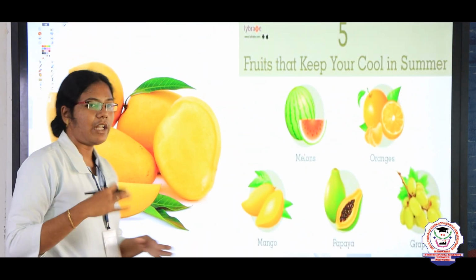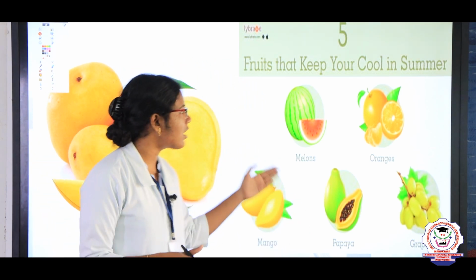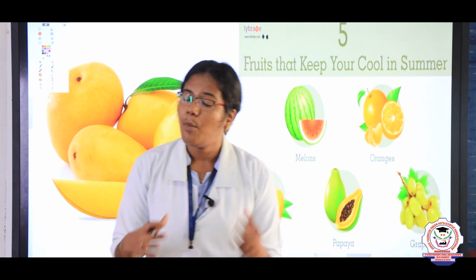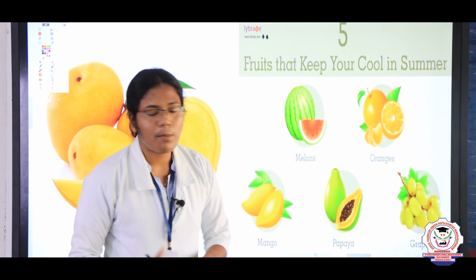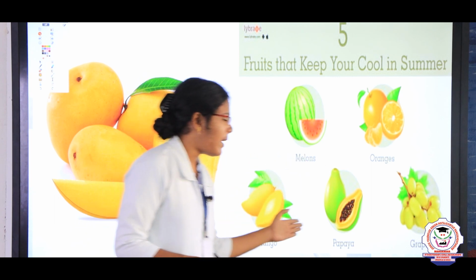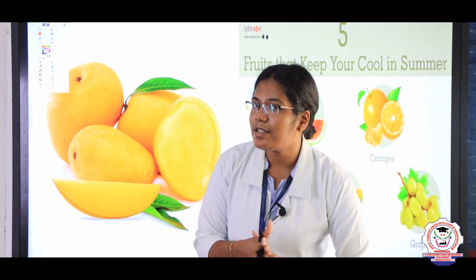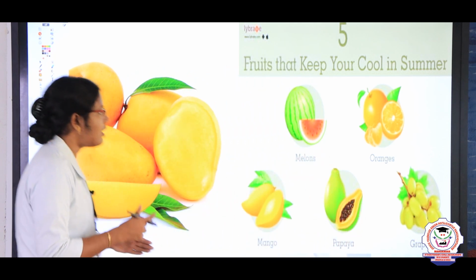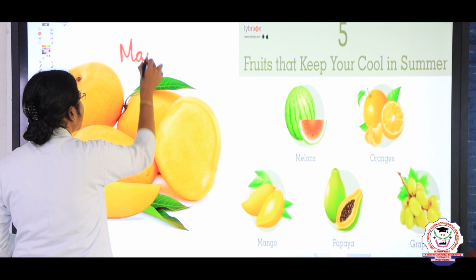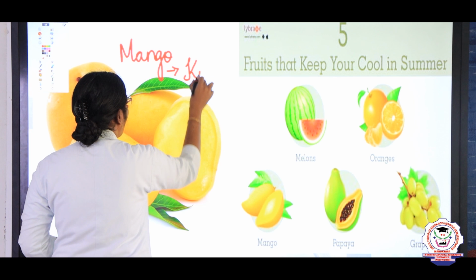Next we are going to see seasonal fruits. During the summer season we all love to eat these kinds of fruits. Why? Because melon and oranges keep your body very chill. So in the summer season we all love to eat melon, oranges, papaya, mango and grapes. Do you know which fruit is very famous during the summer season? It is the mango. Mango is also known as the king of fruits.